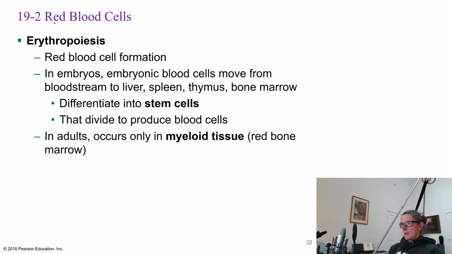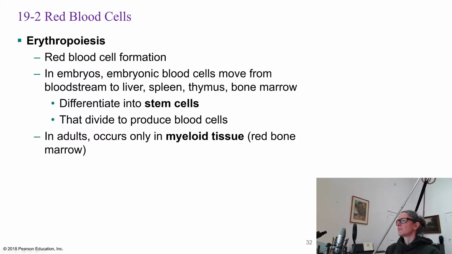So the process of making red blood cells is called erythropoiesis. And this is where we have basically the production of red blood cells in bone marrow. So in adults, this is called myeloid tissue, red bone marrow. In fetal and embryonic development, what we find is that the bones are not yet fully formed. They don't have the bone marrow cavity completely formed. So they don't have the mature myeloid tissue like the adult does.